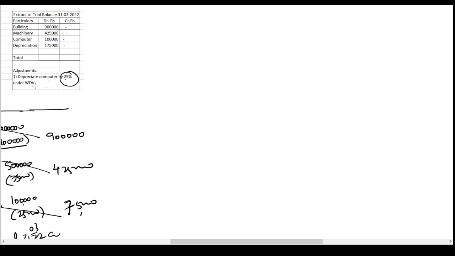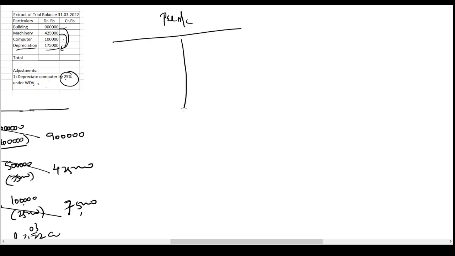But what about building and machinery? The problem is silent about it, and we can see that there is one depreciation account inside the trial balance. That means we are assuming that the depreciation on building and machinery is already recorded and it has been shown in the ledger accounts as well as in the trial balance, but we have forgotten to record entry for depreciation on computer. That is why it is shown in the adjustments, or we are now required to make the corrections. So how do you deal with this problem? It is very simple now.